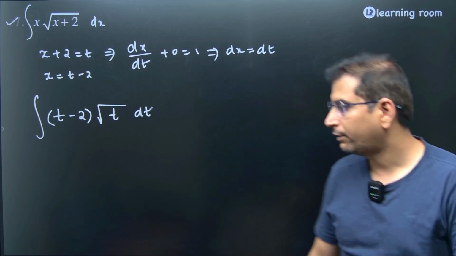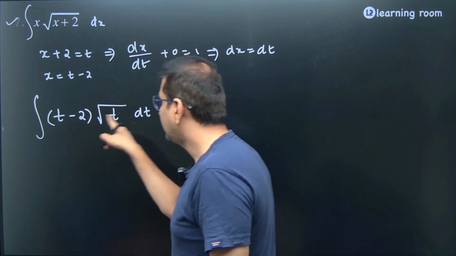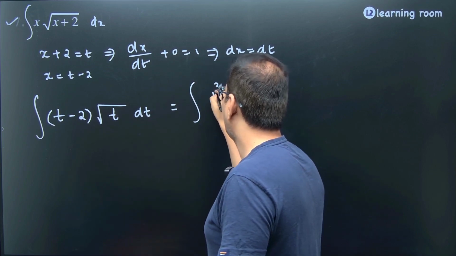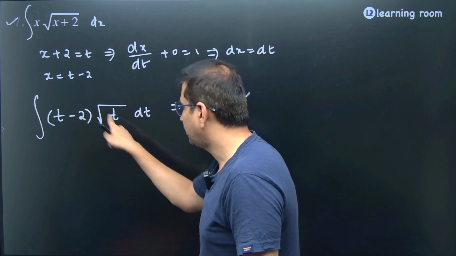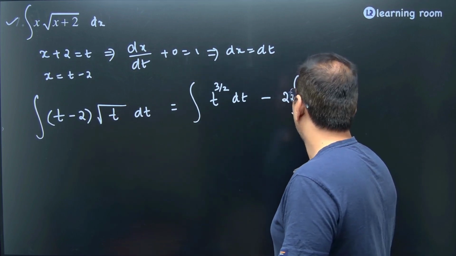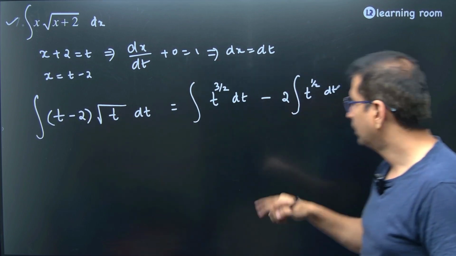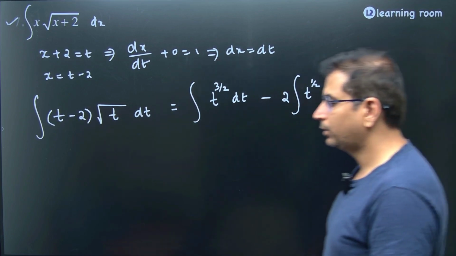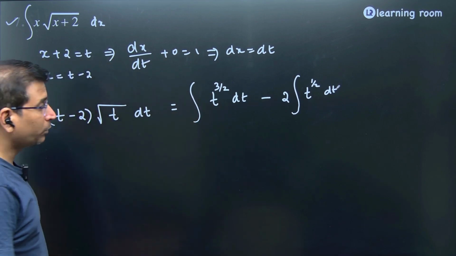Okay. So having said this, we get the integral of t into root t, which will be t power 3 by 2 dt, minus 2 into the integral of t power half dt, because 2 into root t will come. So it is 2 into t power half dt. Right.